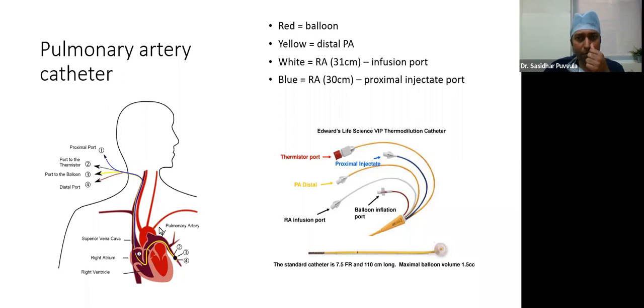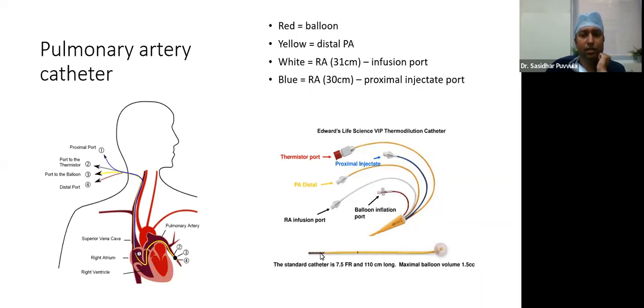So why do you use a pulmonary artery catheter? What things can you monitor using it? Obviously, a pulmonary artery catheter can give you pulmonary artery pressures. It can also give you the right ventricular pressures. And the most important parameter that it can give you is the pulmonary artery occlusion pressure.